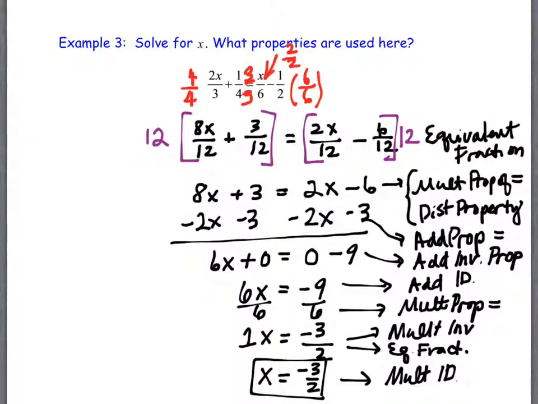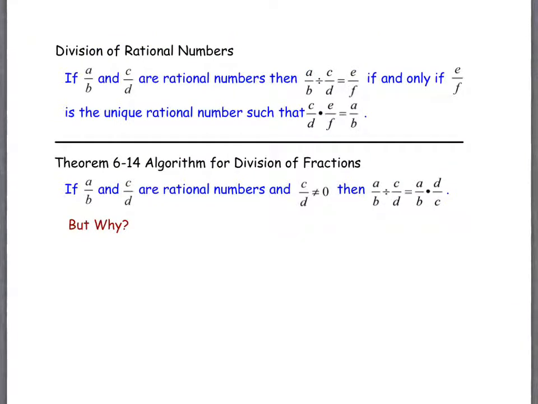There's going to be some problems in your book where they're going to have lines written to the side that are asking you to identify which properties are used on which step. And so that's where this is sort of heading, is that you're going to be identifying what they've done in certain problems and the steps that they go through. All right, what's next?